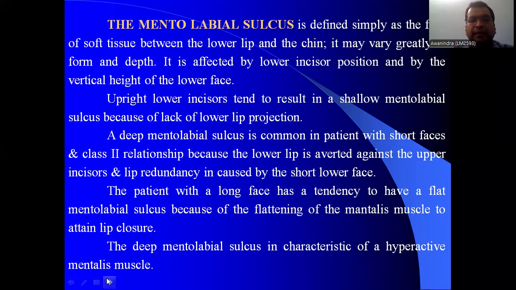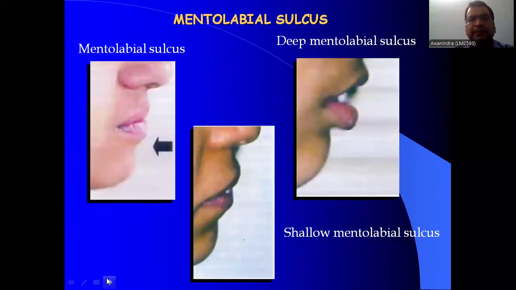A deep mentolabial sulcus is common in patients with short faces and class 2 relation, because the lower lip is everted against the upper incisors, called a short lower lip. The patient with a long face has a tendency to have a flat mentolabial sulcus because of the flattening of the mentalis muscle to attain the lip posture. The deep mentolabial sulcus is a characteristic of hyperactive mentalis muscles.